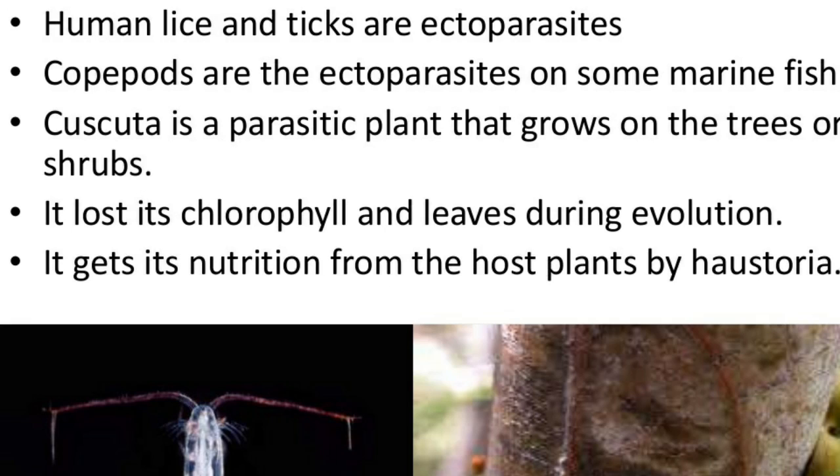Human lice and ticks are ectoparasites. Copepods are ectoparasites on some marine fish. Cuscuta is a parasitic plant that grows on trees and shrubs. It lost its chlorophyll during evolution. It gets its nutrition from the host plant by haustoria.